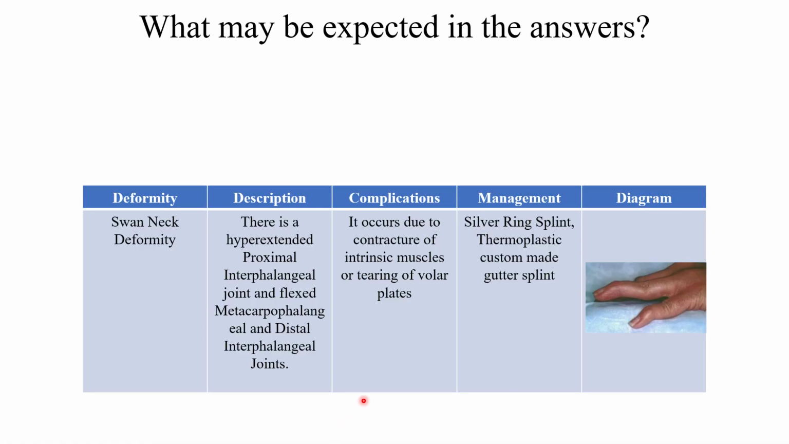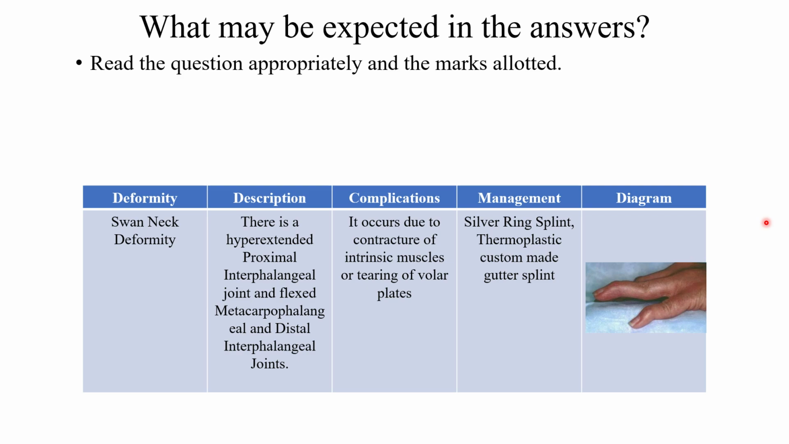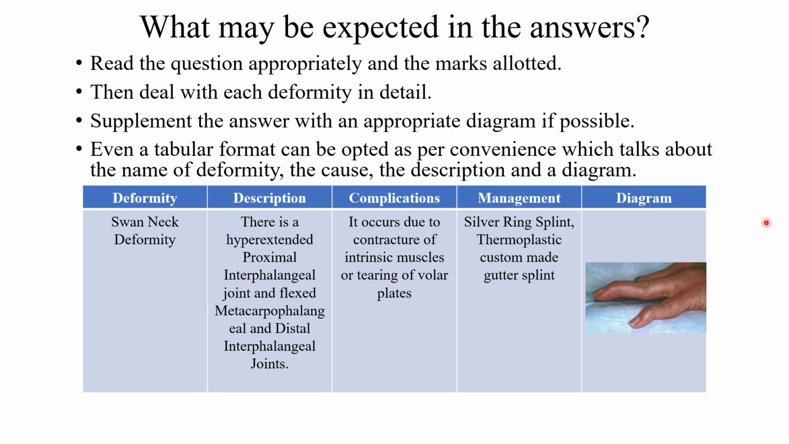Let us now see how we are supposed to write answers in a structured format. So first of all, we need to read the question, see the marks that are allotted, deal with each deformity in detail, and if possible, make a flow chart or a box or table in that manner wherein you can put columns of deformity, description, complications, basic management like the splint or the joint protection, and a diagram if possible. So if you make it in this systematic manner, it's easy for the examiner to understand that you know the topic well, and it's easy for you also that you do not miss out on any points.